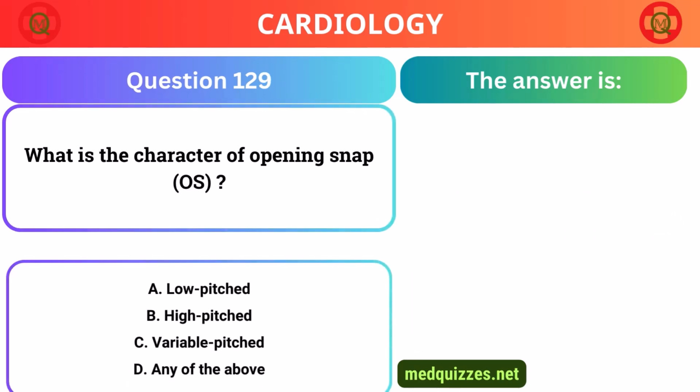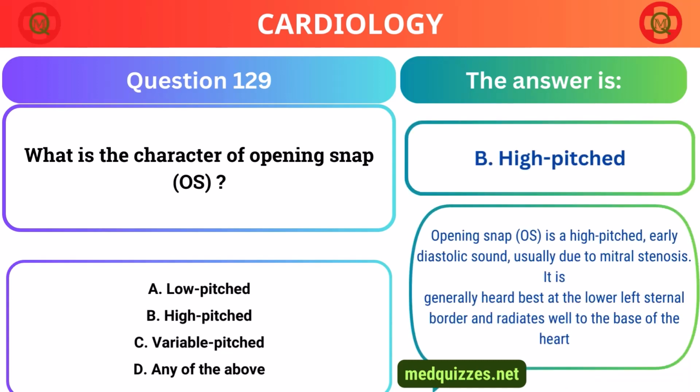The question 129, what is the character of opening snap, OS? The correct answer is B. High-pitched.